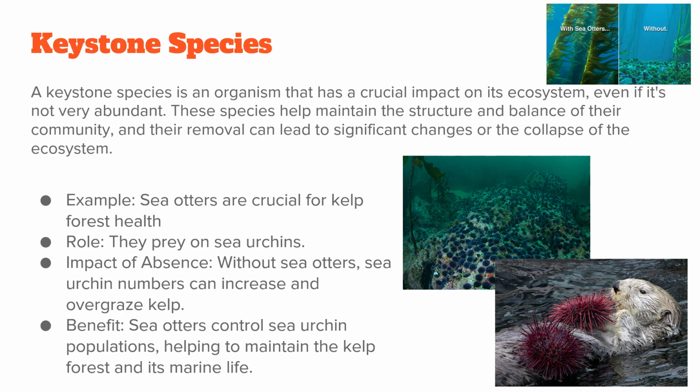Keystone species have outsized effects relative to their abundance. Sea otters suppress urchins and protect kelp forests. The starfish Pisaster maintains intertidal diversity. Apex predators like wolves can trigger trophic cascades. Removing a keystone can reorganize the entire community.